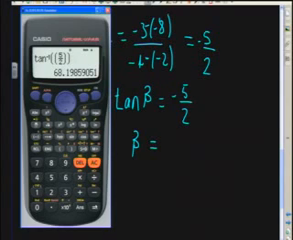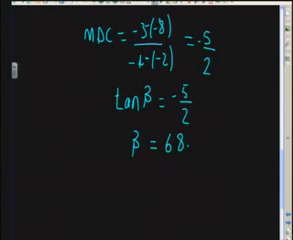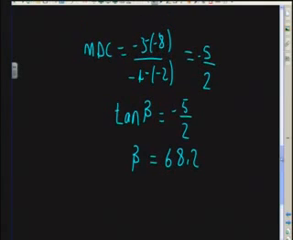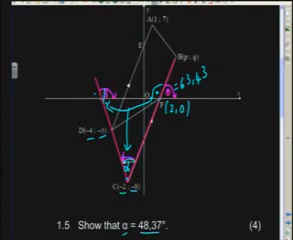Okay, and I get 68,2. All right? So beta is 68,2. But look where that is. This is not your angle that's 68,2. It's this one here. Remember, so therefore this one is 68,2.